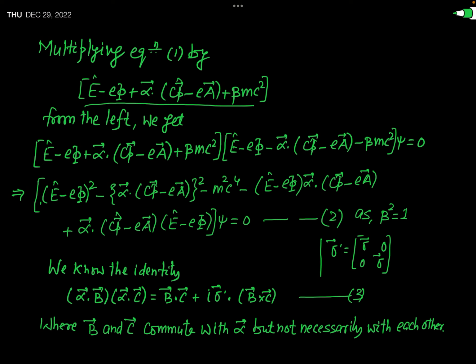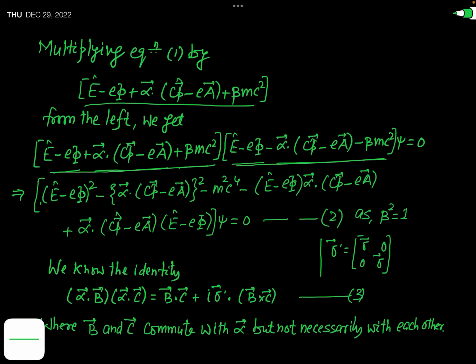So you can see the operator by which we have to multiply is E minus Eφ plus alpha dot (Cp minus Ea) plus beta mc square. And the left-hand side of equation 1 was E minus Eφ minus alpha dot (Cp minus Ea) minus beta mc square, acting on psi, and that will be equal to 0. Okay. Now operate the operator written in the first square bracket on the operator written inside the second square bracket.